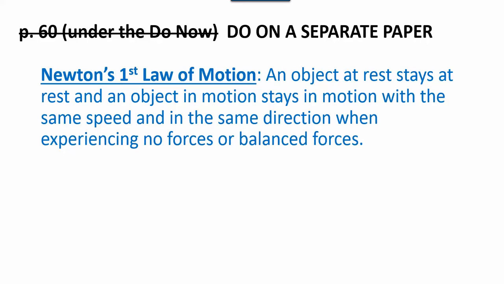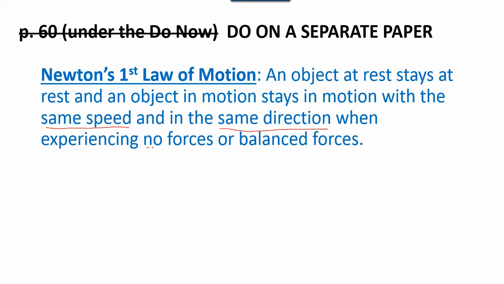So let's first define Newton's first law of motion. An object at rest stays at rest, and an object in motion stays in motion with the same speed and in the same direction when experiencing no forces or balanced forces. Some things that are key here are same speed and same direction. In other words, same velocity.